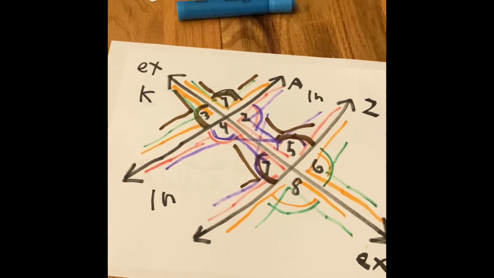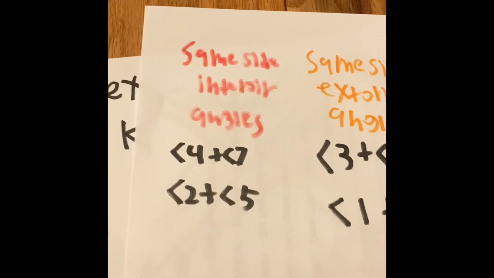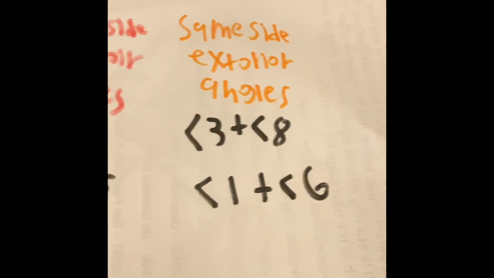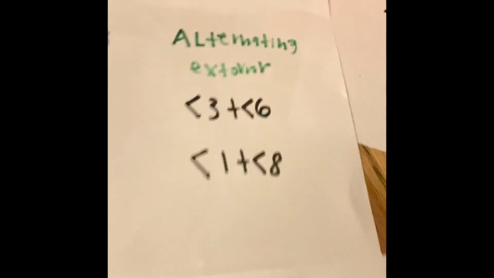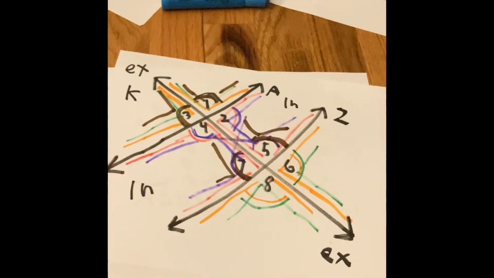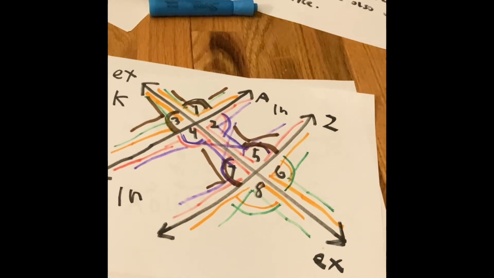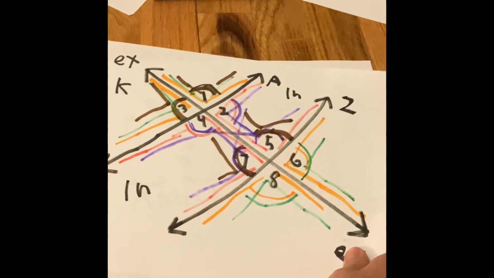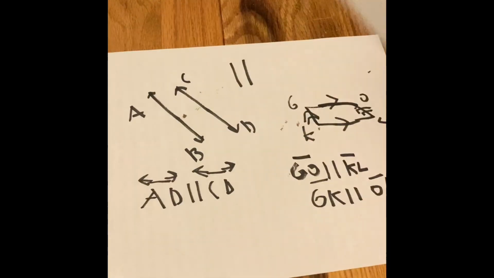To summarize this, we have learned about 5 different terms today. We learned about same side interior angles, same side exterior angles, alternating interior angles, alternating exterior angles, and corresponding angles, which we've written down. So that explains how we can interpret and name and categorize all the angles in parallel and transverse lines. I hope this video has helped you understand parallel and transverse lines.